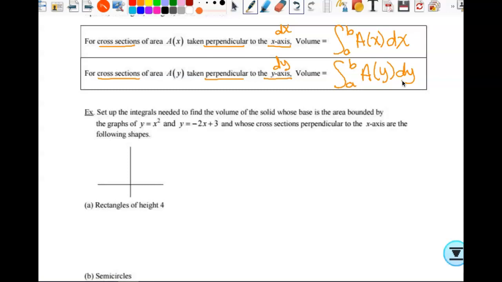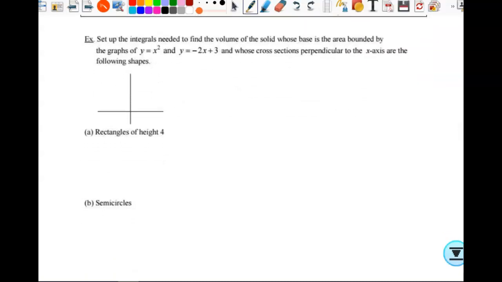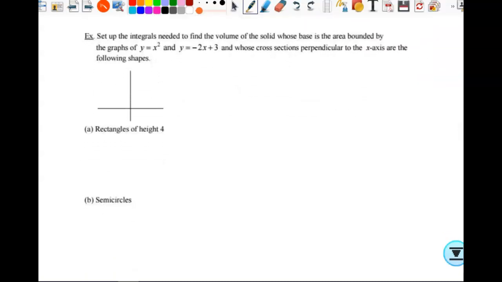All right, so let's do this first example. We don't have time to do them all anyway. Here it just says to set them up anyway. So we're going to set up the integrals needed to find the volume of the solid whose base is the area bounded by these graphs and whose cross sections are perpendicular to the x-axis. So that's a dx. So what is this one graph? What's that graph look like?